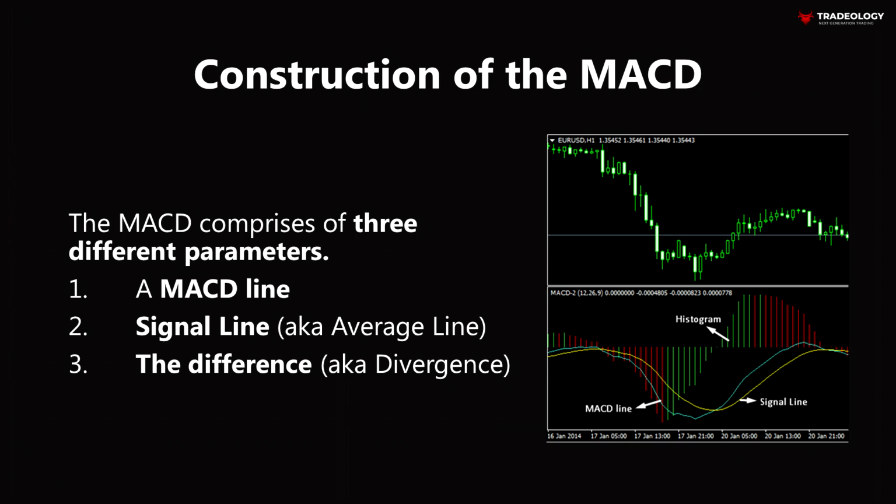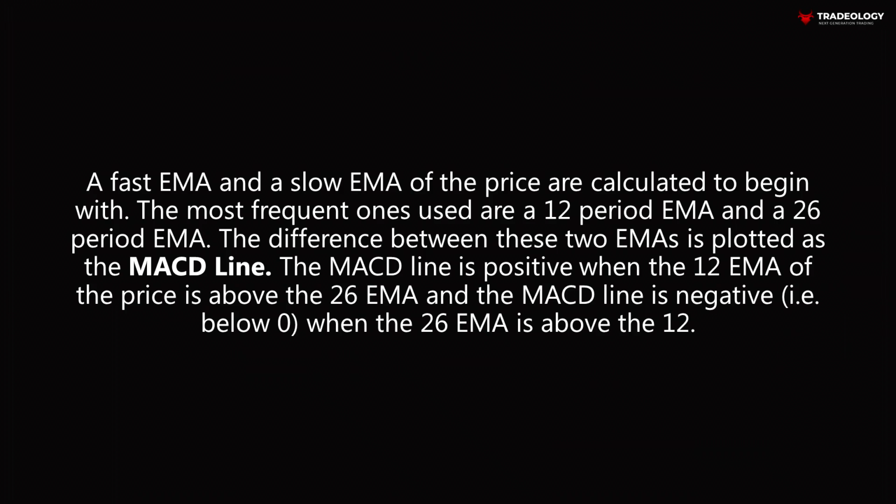Now, let's have a look at the construction of the MACD. It's comprised of three different parameters: a MACD line, a signal line or average line, and the difference or divergence. Now, a fast EMA and a slow EMA of the price are calculated to begin with. The most frequent ones used are the 12-period EMA and the 26-period EMA. The difference between these two EMAs is plotted as the MACD line.